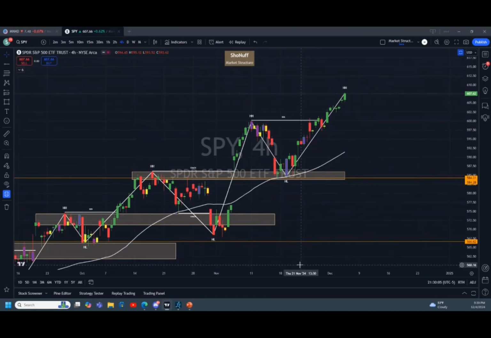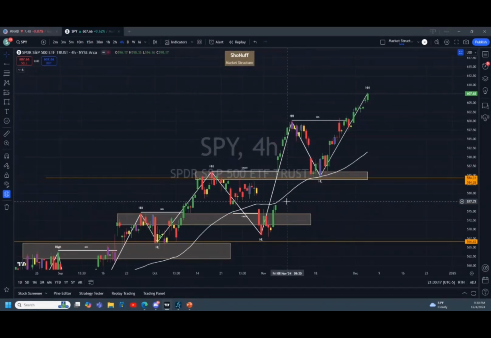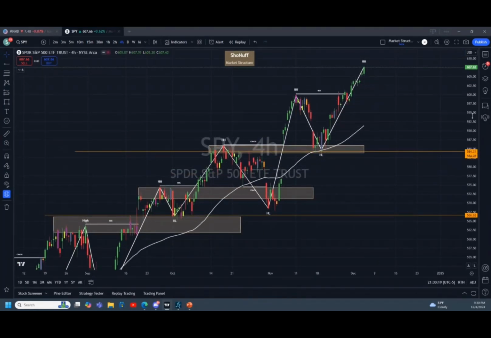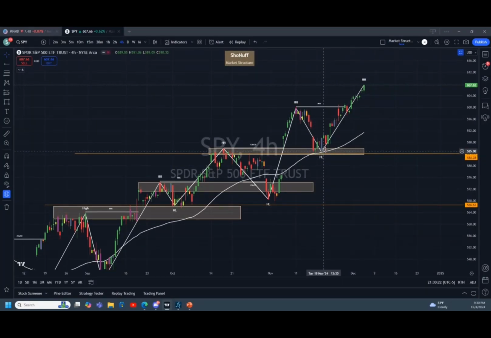Same thing. And that's why, if you notice, I don't post a lot of charts in my channel because it takes a while before these pullbacks happen. All right. But this paid from 585 to 607, $22 in 2 weeks.